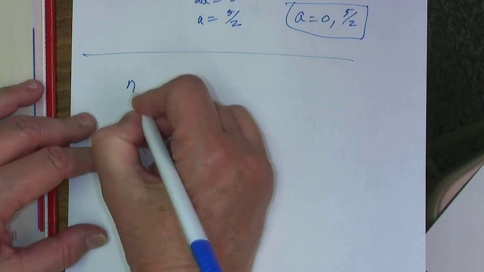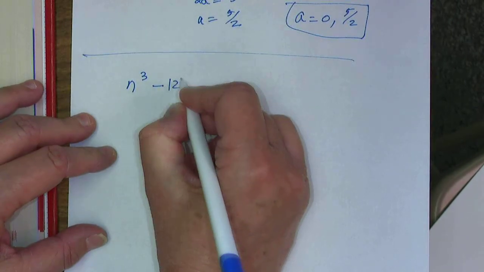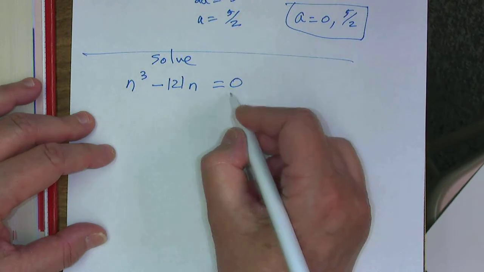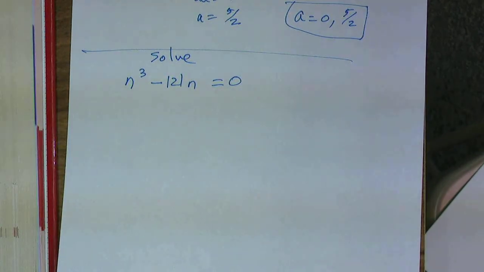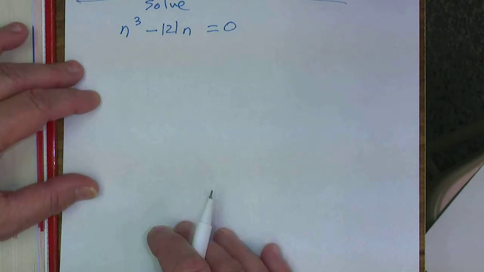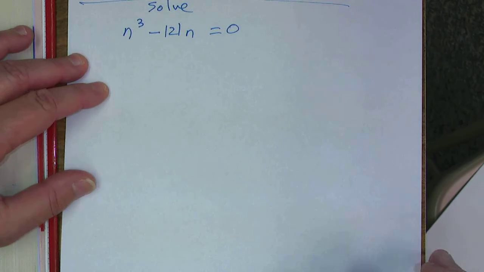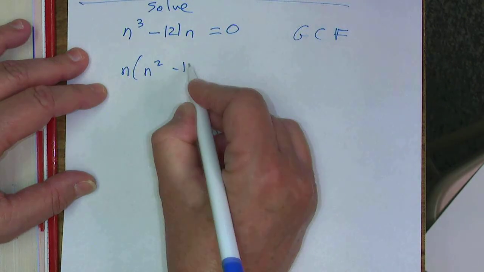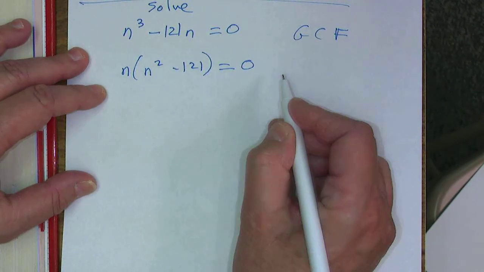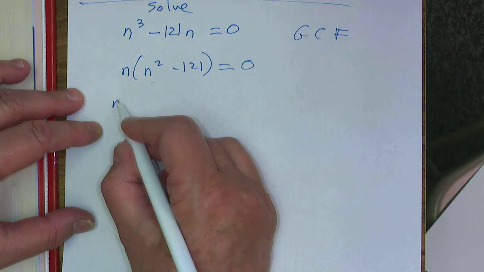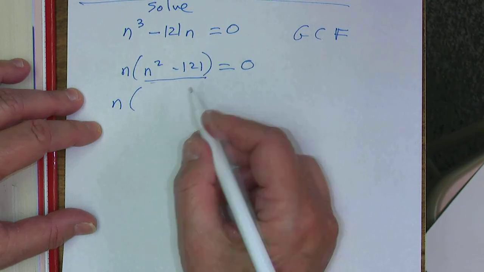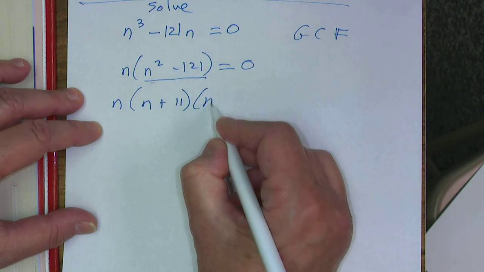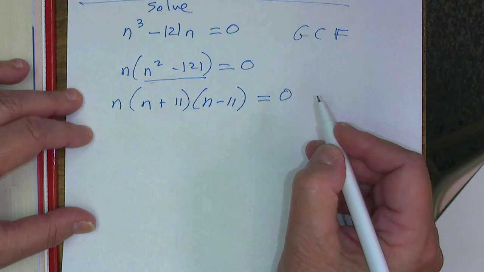Let's take n cubed minus 121n equals 0. And let's solve. Remember, if it's equal to 0, don't forget to carry that through each time. Don't leave off steps. There is a GCF of n. n times n squared minus 121 equals 0. Hopefully you recognize when you only have two terms, it's generally going to be a difference of squares, n times n plus 11 and n minus 11 equals 0.